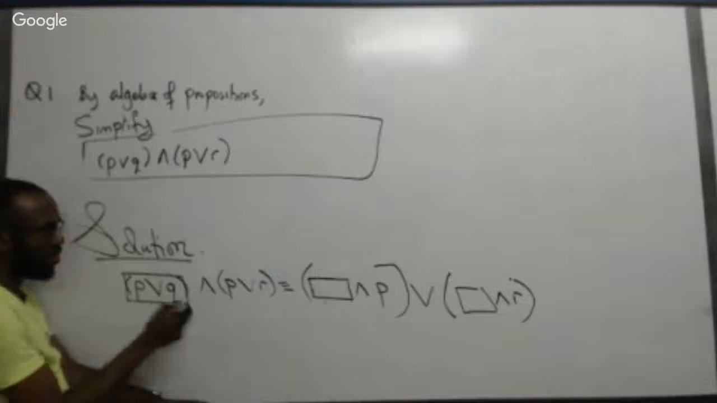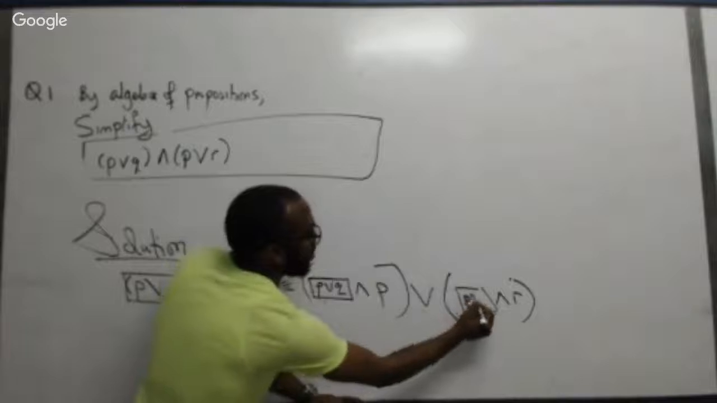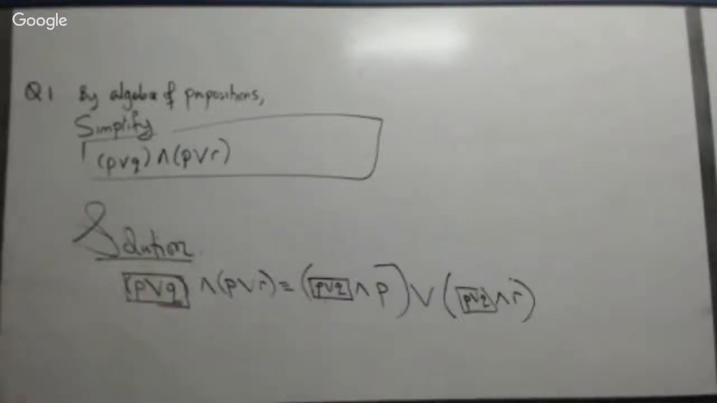But what was the box? The box was P or Q. I treated this box as A and P or R. So this should have been A and P, and then it's A and R. And then the or comes back in the middle, right? So that's all I did. Everybody see that?